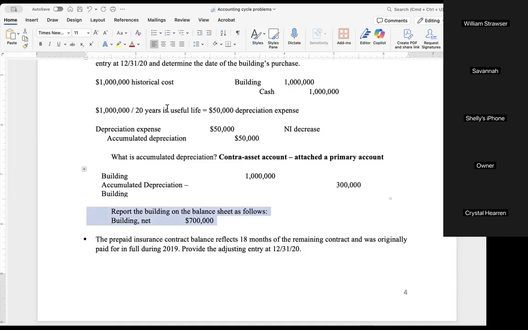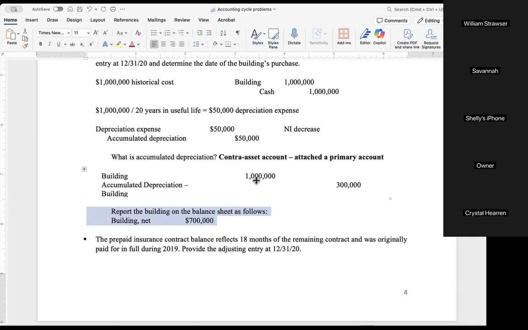So that's the only thing that contra assets do. They record separately in our accounting records, but when we prepare a financial statement, we take the two balances and combine them. And that's true.